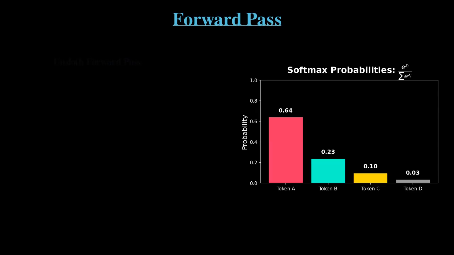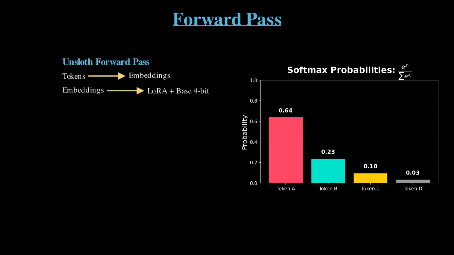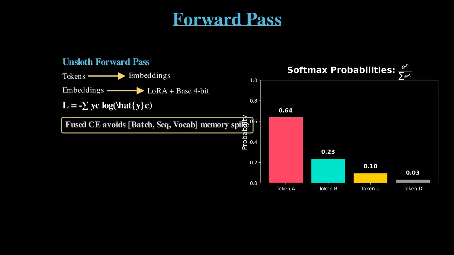Let's walk through the forward pass. As a batch of token sequences enters, it hits the embedding layer, then moves through the transformer blocks. At each linear layer, Unsloth computes the 4-bit matrix multiplication alongside the LoRA adapter.